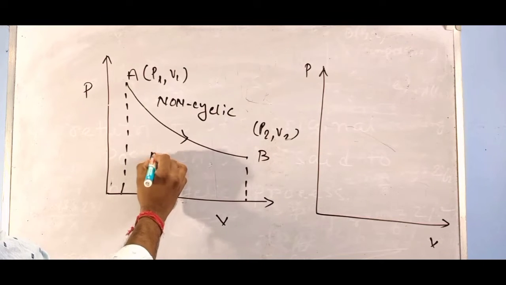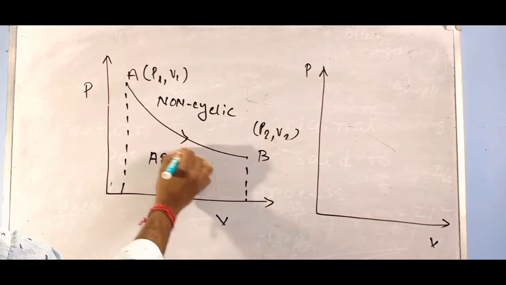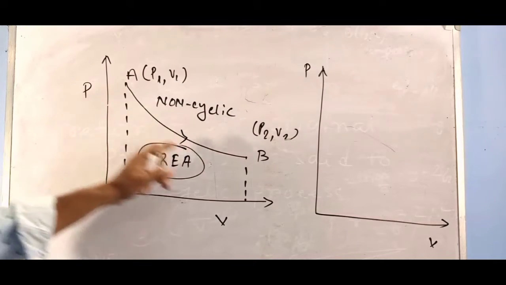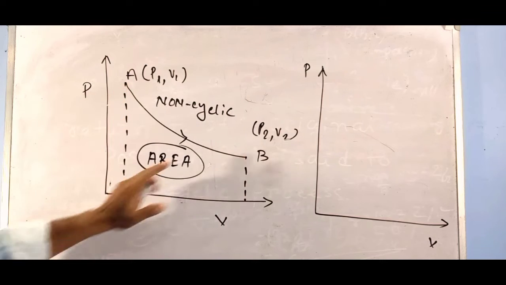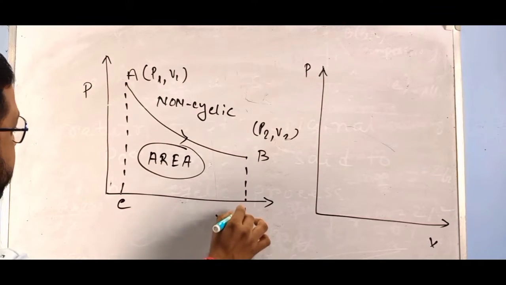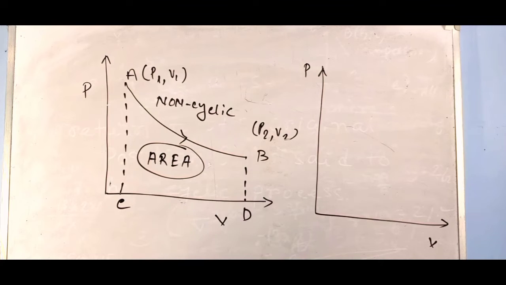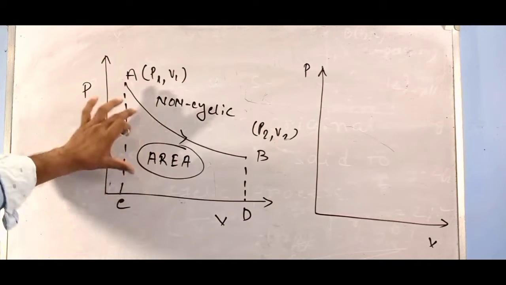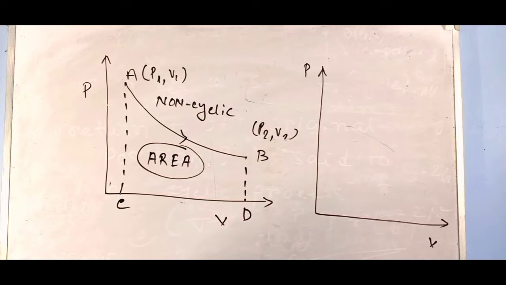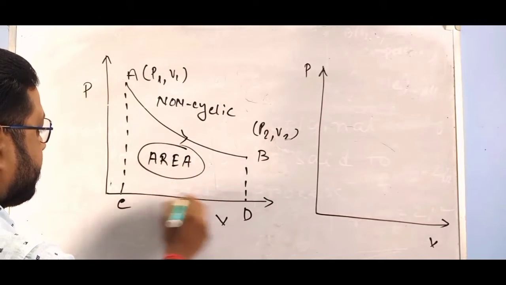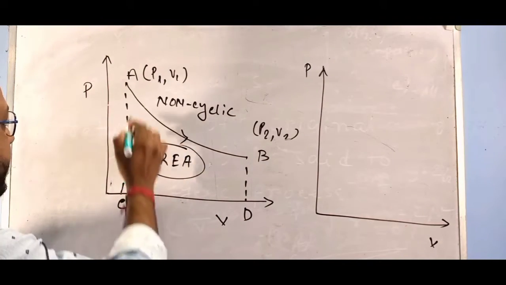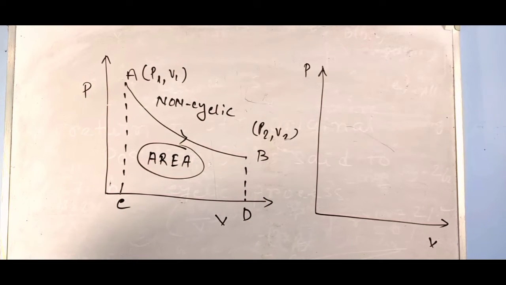Work done is simply the area enclosed by the PV indicator diagram, that is this curved line, and the volume axis. If we draw two perpendiculars named C and D, then the PV indicator diagram and the volume axis give the total area, that is area of ABCD gives the work done for non-cyclic process.